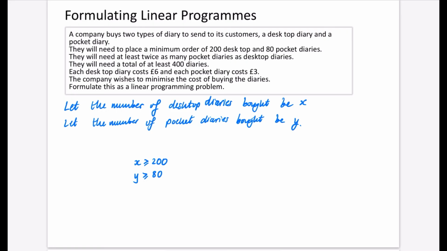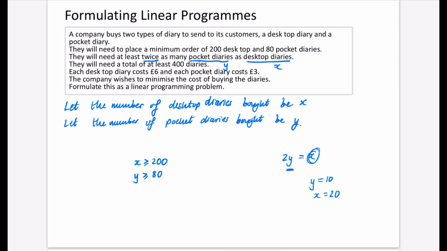Now, the next thing says they will need at least twice as many pocket diaries as desktop diaries. People usually, when they read this and they see twice as many pocket diaries, which is Y, as desktop diaries, which is X, they usually say, oh, 2Y is equal to X, or 2Y is greater than X. Now, this is actually the wrong way around, because if you think about this as an equality, 2Y equals X, this is saying that the number of desktop diaries is the number of pocket diaries multiplied by 2. So let's say Y was equal to 10, then X would be equal to 20.